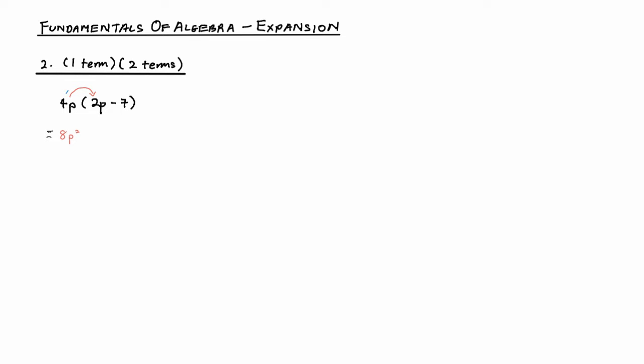Then we move on to the next. Okay, so we do the sign, plus times minus will be minus. Number, 4 times 7 is 28. And just a single p. And there we have it.